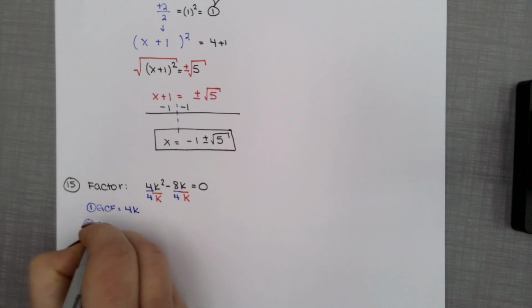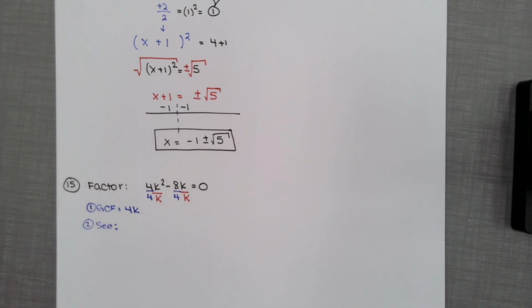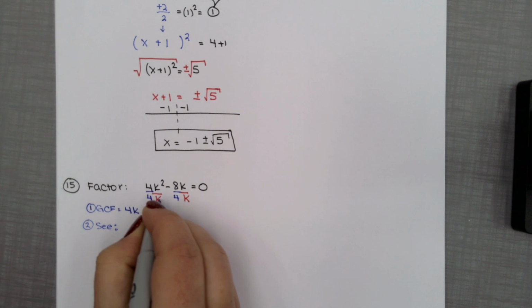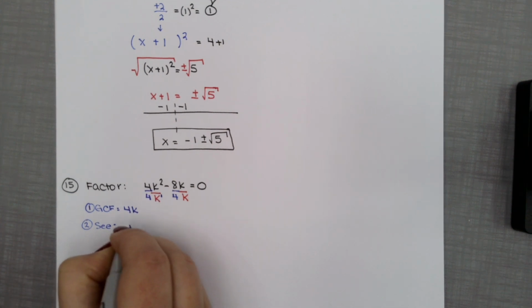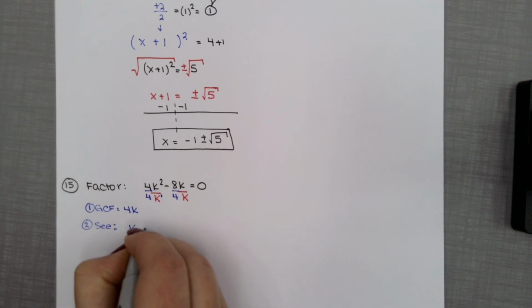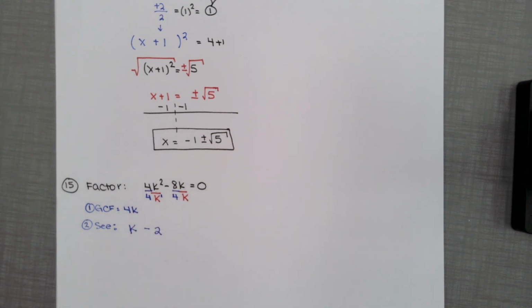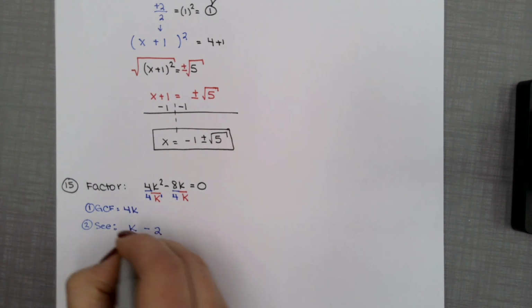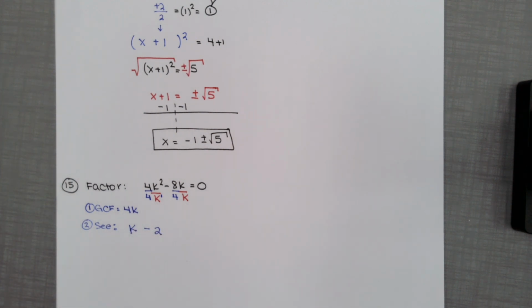Step number 2 is, what do we see? After removing a GCF, we want to ask ourselves, what do we see? What are our leftovers? 4 divided by 4 is 1. K squared divided by K, we subtract 2 and 1, so we have K left over. Minus 8 divided by 4 is 2. 1K divided by 1K, that's just 1, so we just see K minus 2. So if there is nothing else for us to factor, it is linear and we have an exponent of 1, you're done. There's nothing else for you to do.